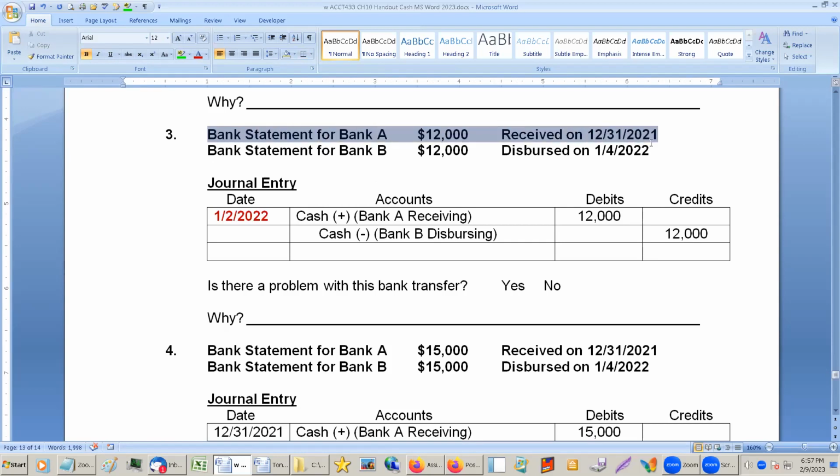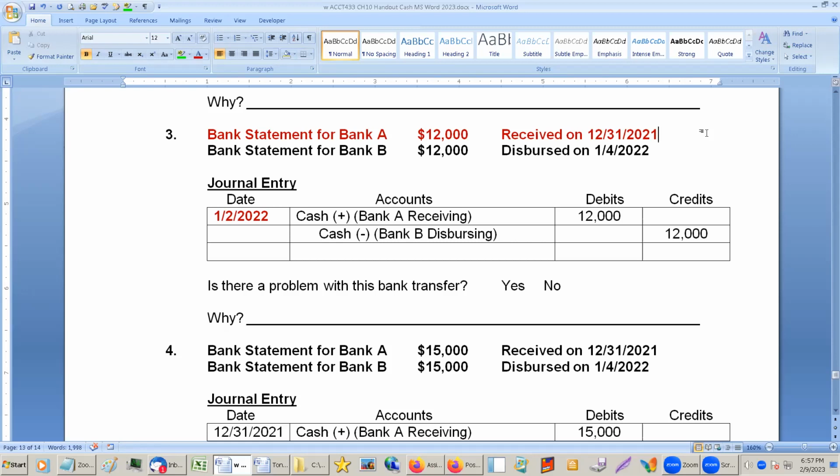Notice this bank statement. They received the cash on 12/31. Here's what this is going to look like. Magically, $12,000 was added to Bank A. When we get the bank statement, it's going to have magically $12,000 additional. It could be covering for a loss, it could be covering for a theft, it could be whatever it is. The bank statement from Bank A is going to be $12,000 overstated.